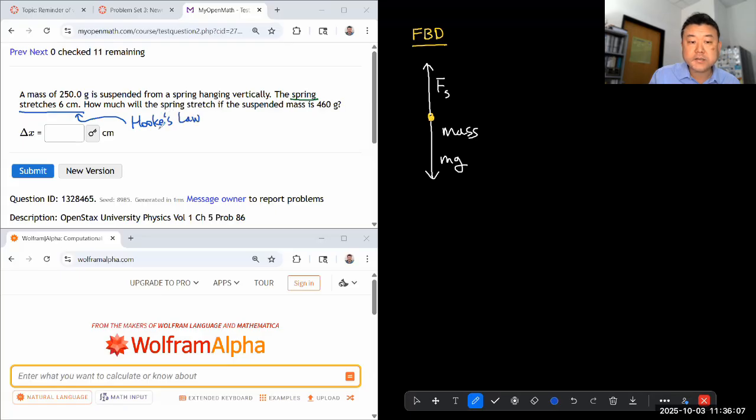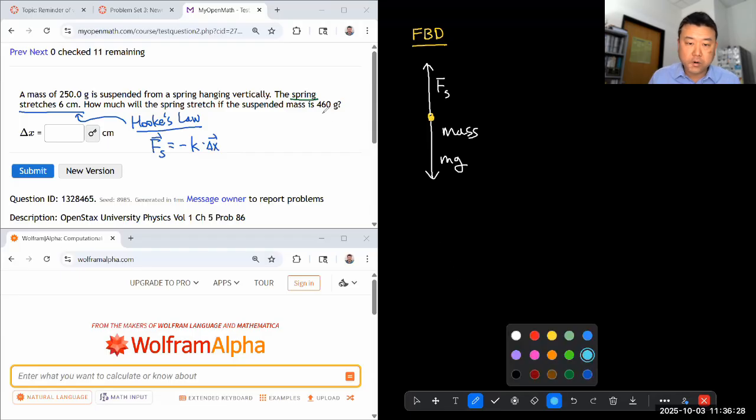This relates the magnitude of the spring force, or actually the spring force as a vector. It relates the spring force to displacement. It's minus k times delta x as a vector. So it asks how much will the spring stretch if the suspended mass is this.